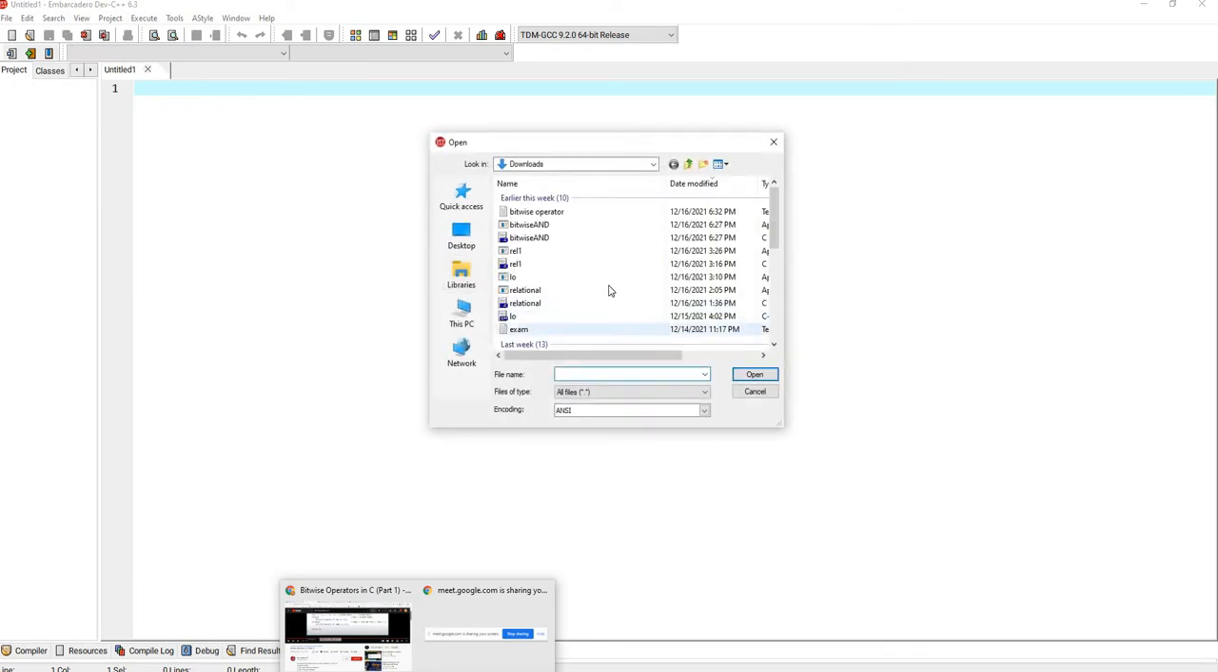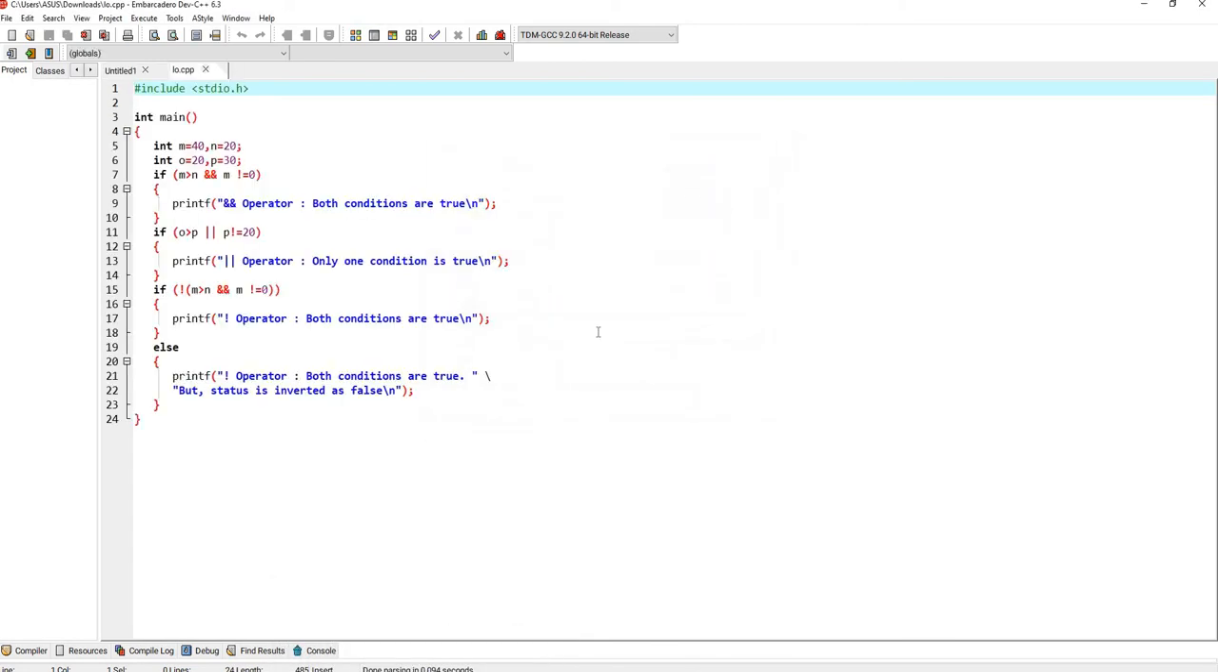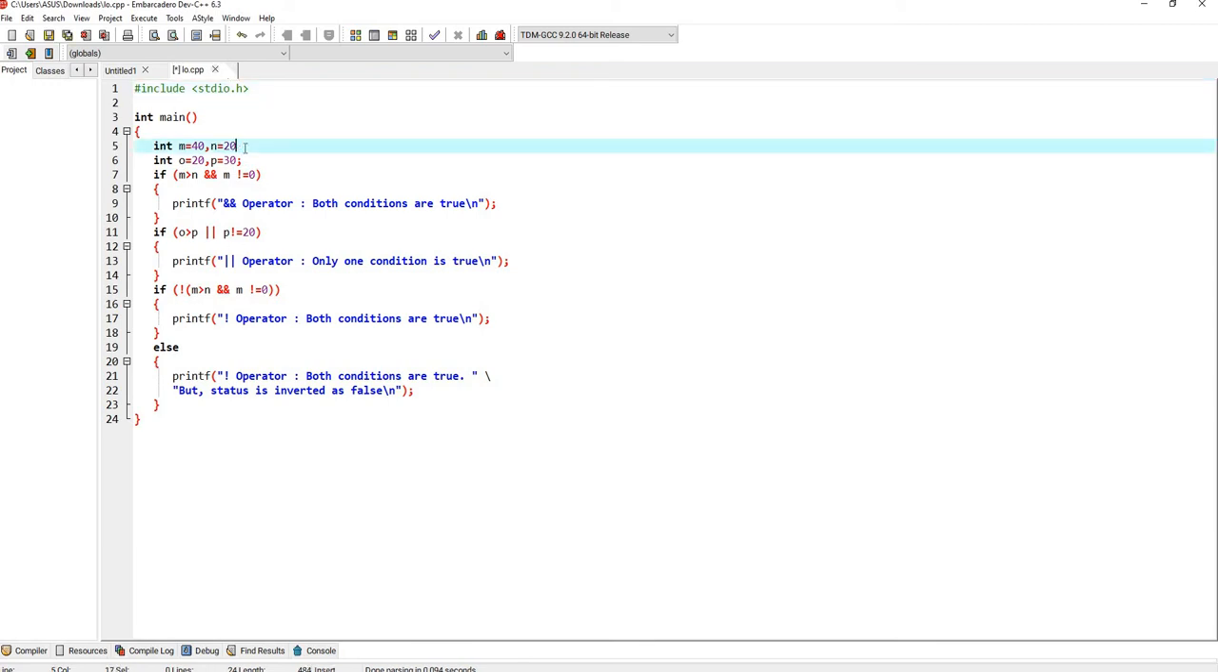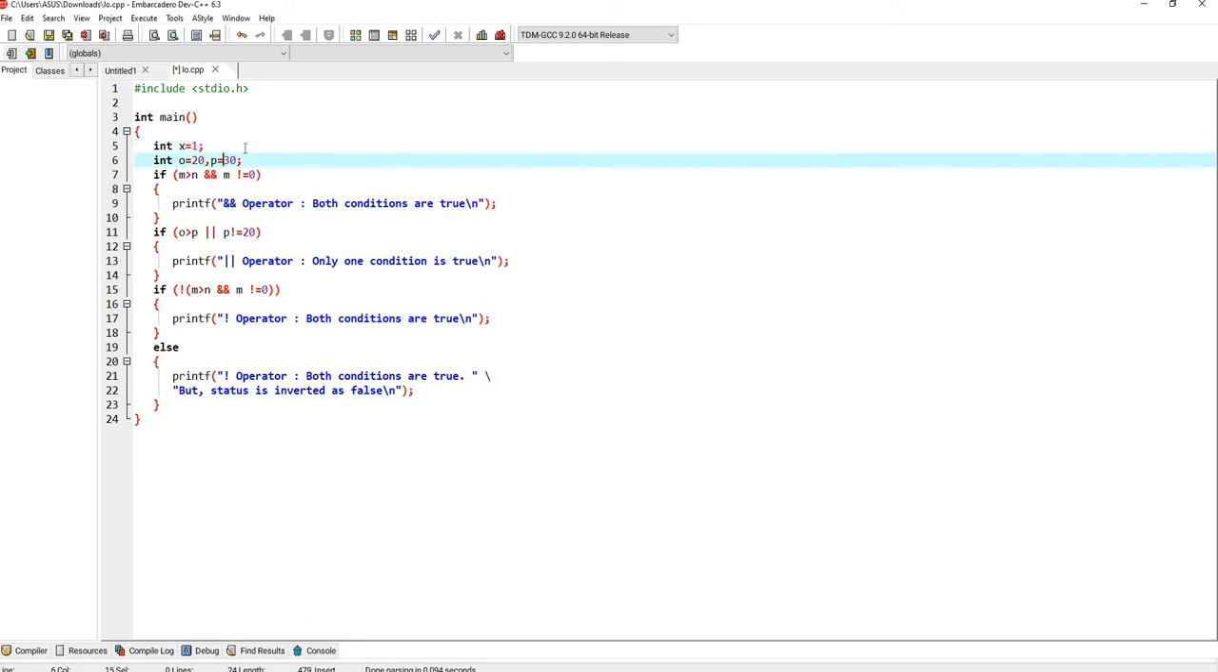Open logical and. Okay, yung ating value, okay, dito sa logical and. Gawin natin x is equal to 1 and then y is equal to 2. And then ayan, okay, print.